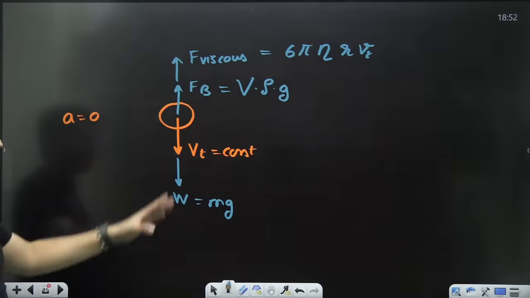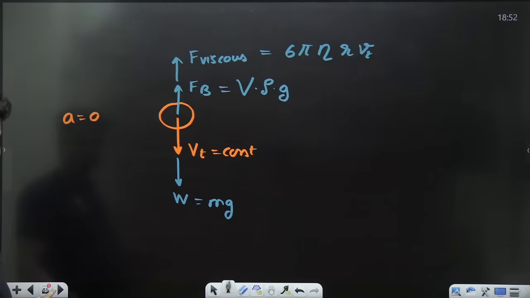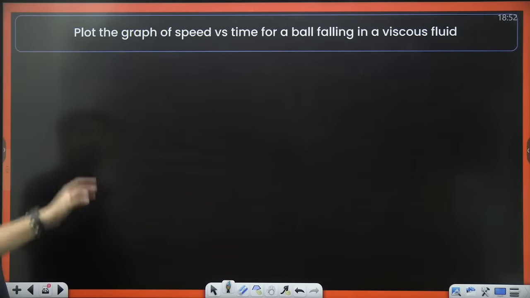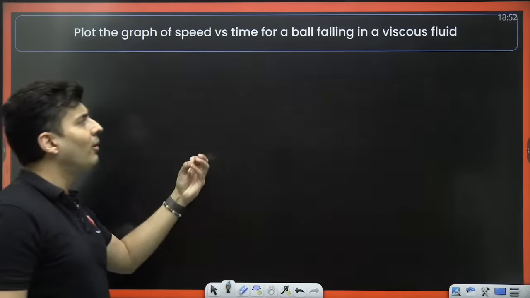Yes, keep these things in mind. Very, very important. Let's see. Plot the graph of speed versus time for a ball falling in a viscous fluid.